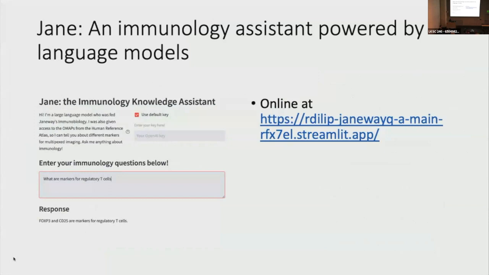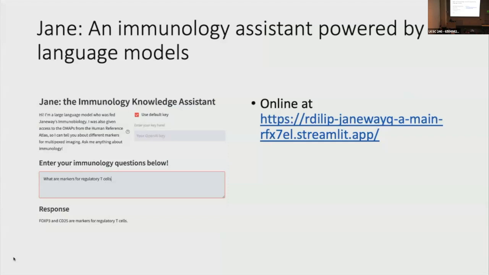So what our student Rohit did was take ChatGPT, feed it Janeway, and add it to some of the language model software engineering frameworks. What it generated was Jane, an immunology assistant powered by language models. It also has access to the OMAPs, some standardized marker panels that HuBMAP has produced for the community. This creates a resource where, if there is some immunology question, you can just ask it, right?